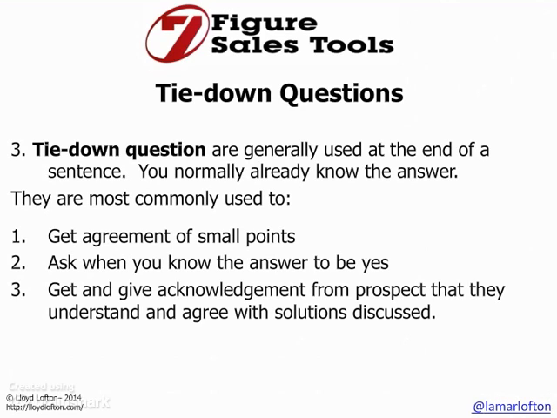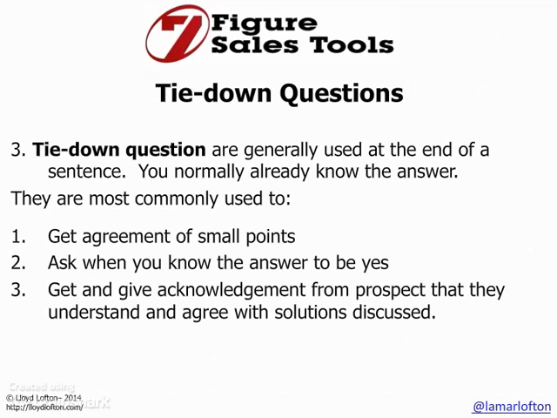Tie-down questions, on the other hand, are generally used at the end of a sentence. You normally already know the answer, and they're most commonly used to get agreement on small points. You ask them when you already know the answer to be yes, and it allows you to get and give acknowledgement from the prospect that they understand and agree with the solutions that are discussed.